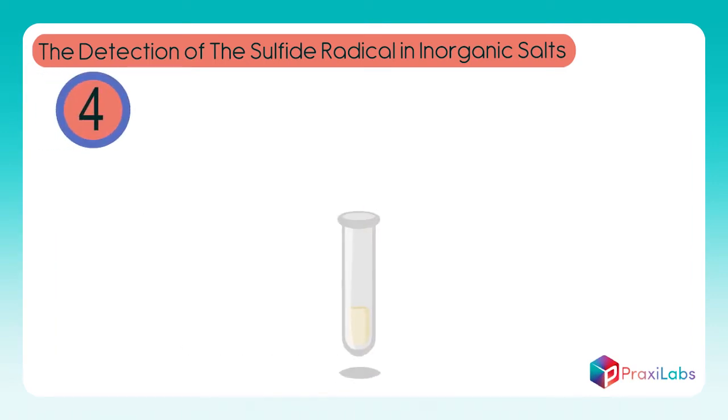Place a small amount of the salt solution in a test tube. Then add drops of silver nitrate reagent. Notice the formation of black precipitate of silver sulfide.